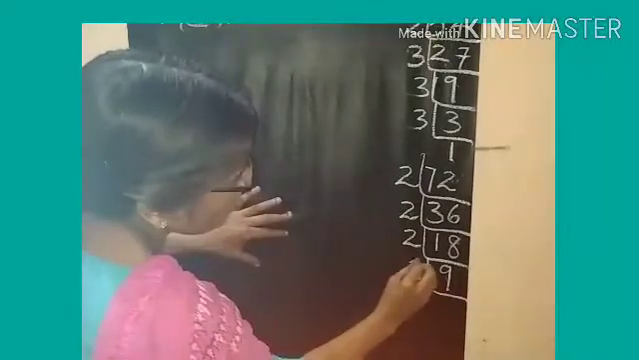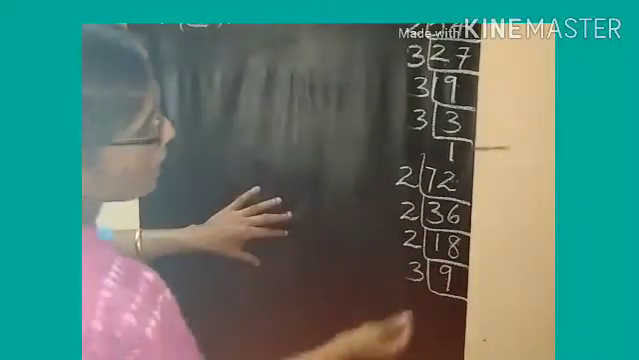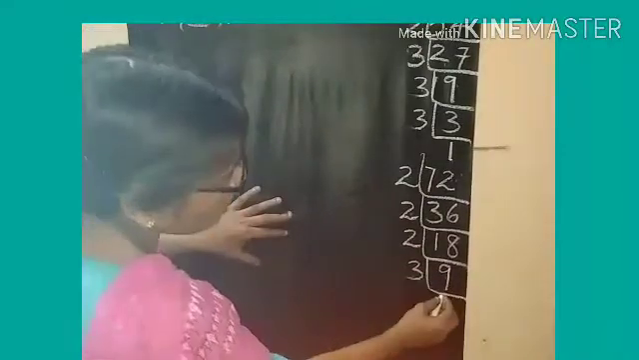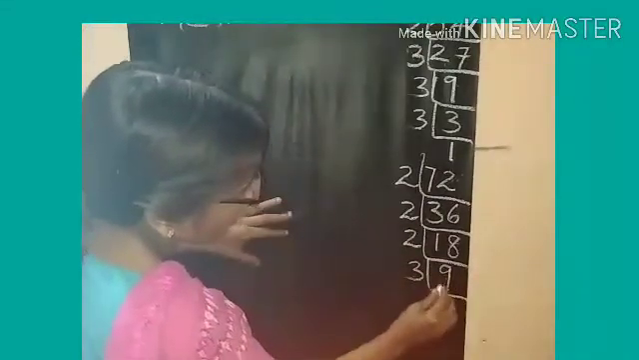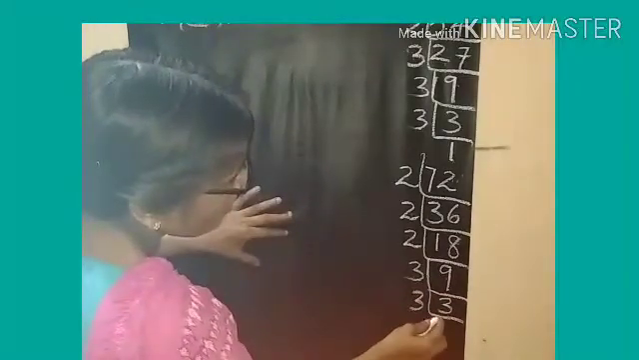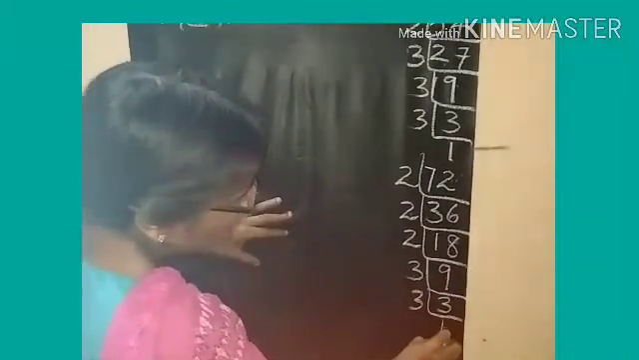Divide 9 by 3. Okay, we cannot divide by 2, so we take the next number, 3. 3 into 3, 9. Then divide 3 by 3. That is 1.